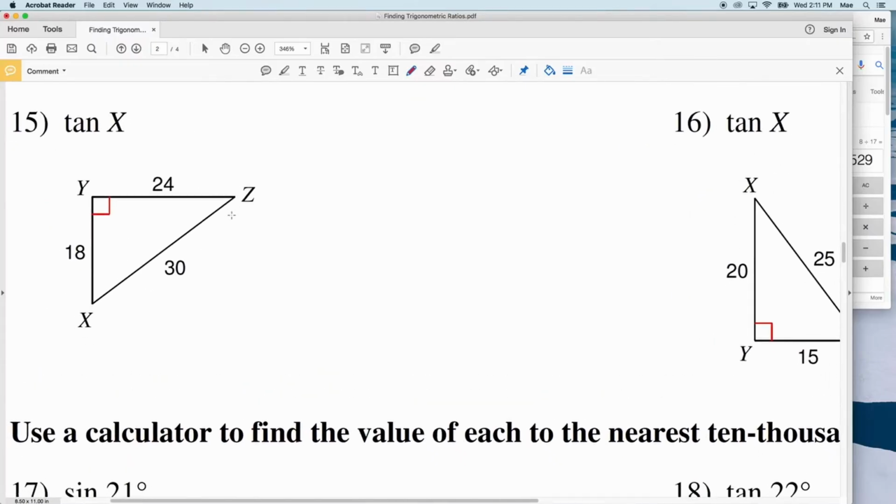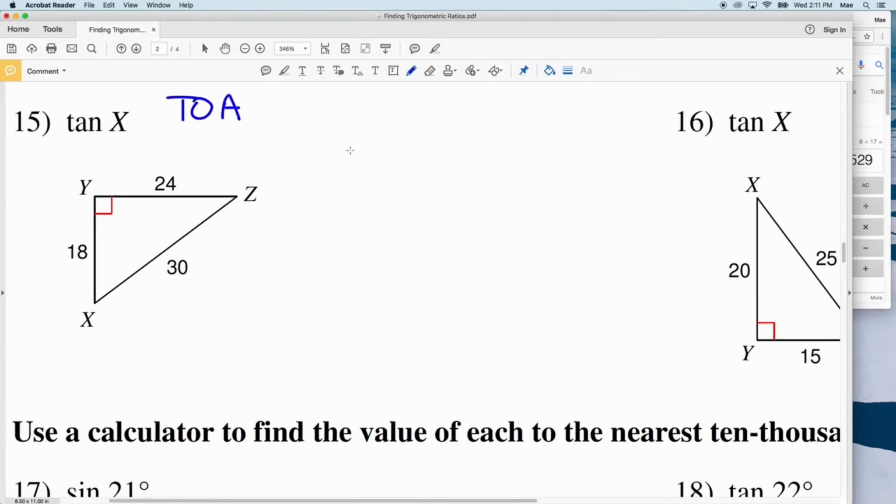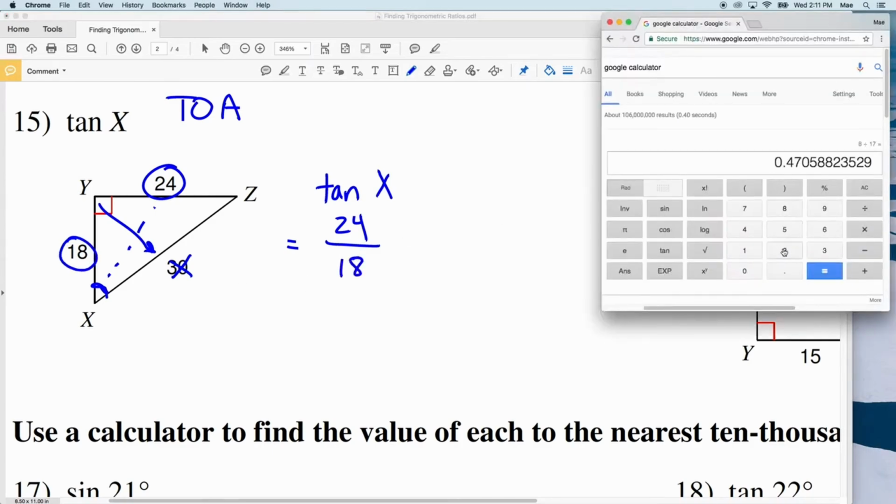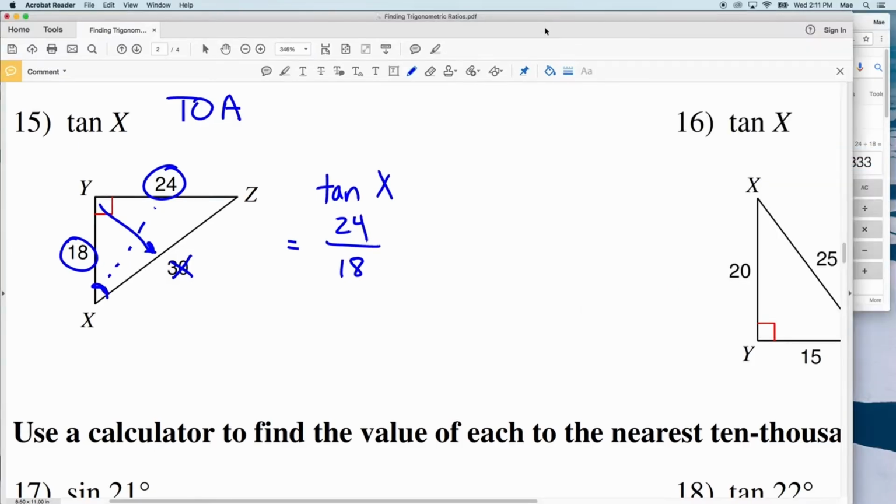Number 15, we have the tangent of x, and the tangent of x equals the opposite over adjacent. So here's x. 30 is the hypotenuse, so we're not using the hypotenuse. Opposite is 24, and adjacent is 18. 24 divided by 18 gives us 1.3 repeating. So this is equal to 1.3333.